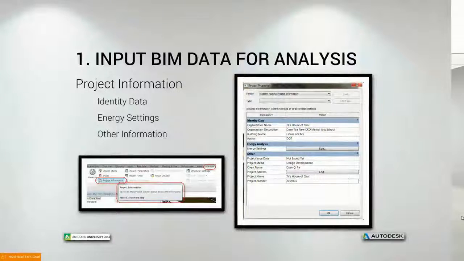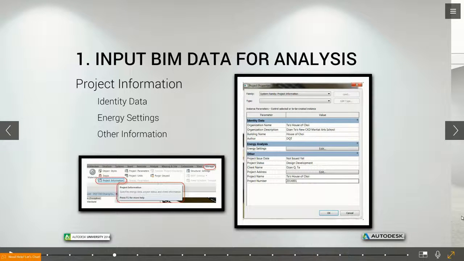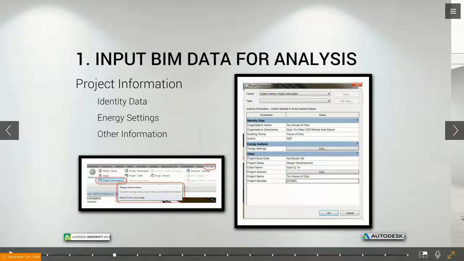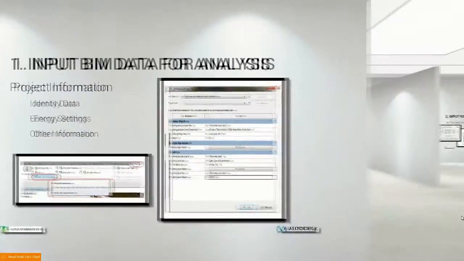So again, this is kind of just a blow-up, and I'm not going to spend too much time on this because I want to get to the good stuff. Importing BIM. This is importing BIM data. So here's some of the data that we're going to put in: identity data, other information, locations, what kind of typology it is, etc.